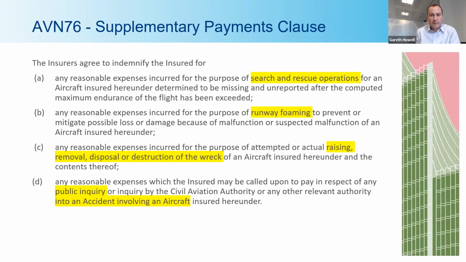So the four standard items that are covered are, firstly, A, search and rescue operations. So obviously, if you've got an aircraft that goes missing, there's going to be a search and rescue operation that happens subsequent to that.